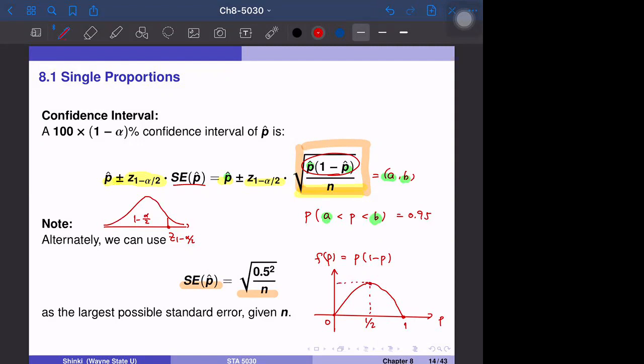So this is actually more conservative, so we are on the safe side. Our calculated confidence interval has at least 95% confidence. We can also say that p equal to 0.5 gives the most uncertainty, or the most variability. That's why using 0.5 is on the safe side.